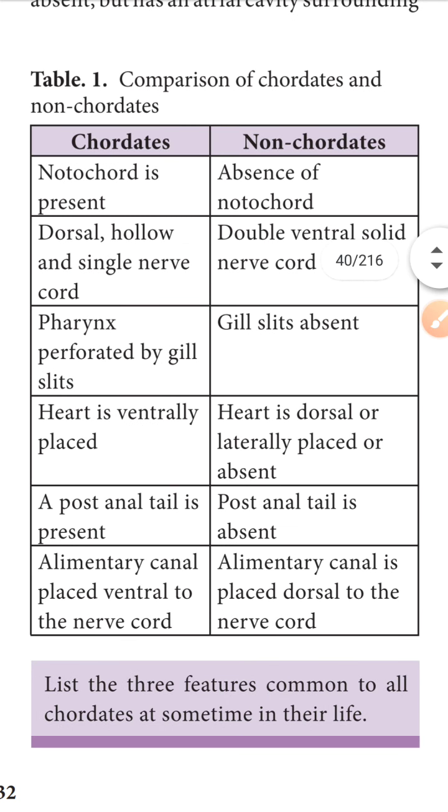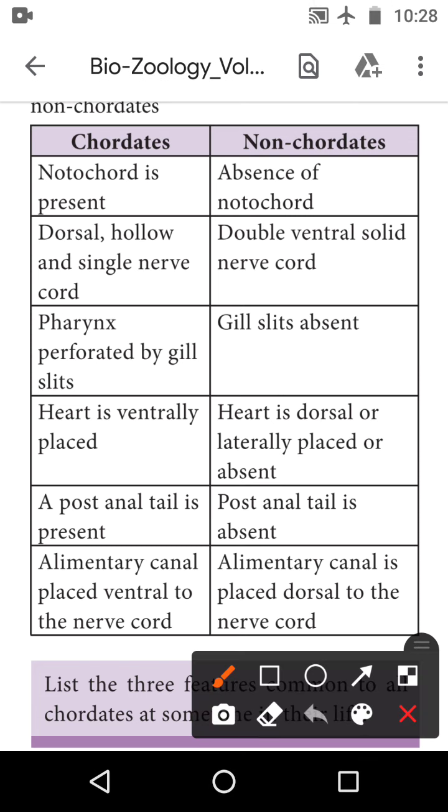What are the comparisons between the chordata and the non-chordata? First, the chordata: as you already know, the notochord is present. Non-chordates have an absence of the notochord. Then the chordates have a dorsal, hollow, single nerve cord, but non-chordates have a double ventral nerve cord.